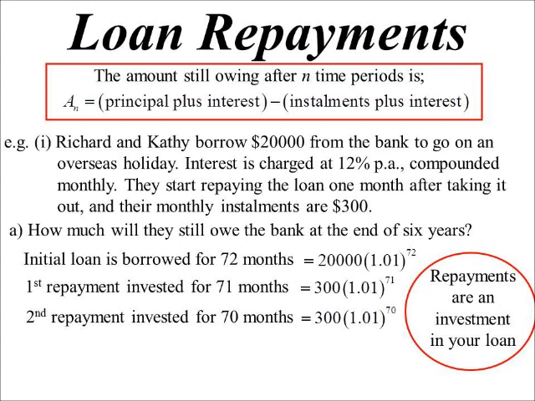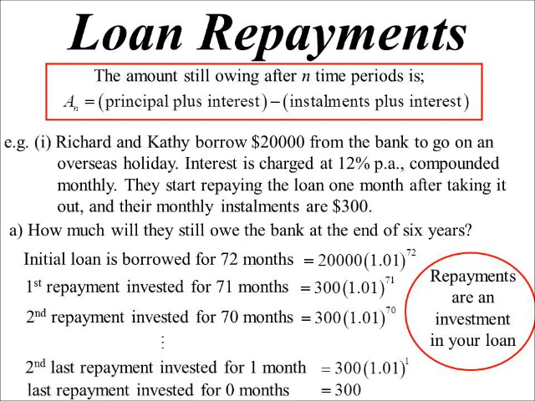And we'll keep going. The second last repayment will only be there for 1 month, because the last repayment is not going to be in there for any months, because once I've paid the last repayment, I'm not going to pay any interest. We're done. It's all paid off. So we think there's actually 2 investments happening here.